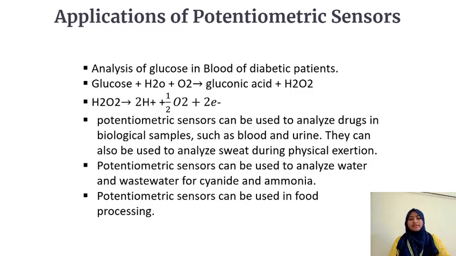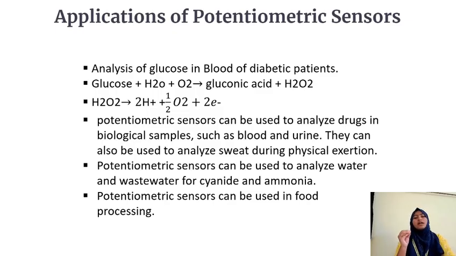Applications of potentiometric sensors. Analysis of glucose in blood of diabetic patients. At what percentage the glucose is present in the diabetic patients is measured by these potentiometric sensors. Glucose is neutral, so it can't give any electrical signals. So we change it into gluconic acid by oxidation. So it provides us hydrogen peroxide. This hydrogen peroxide again releases H plus ions, oxygen plus electrons.